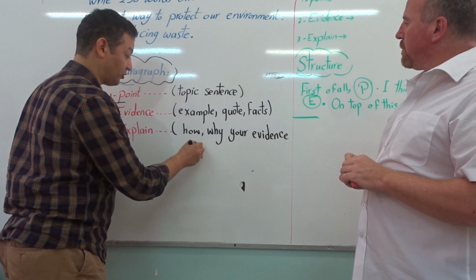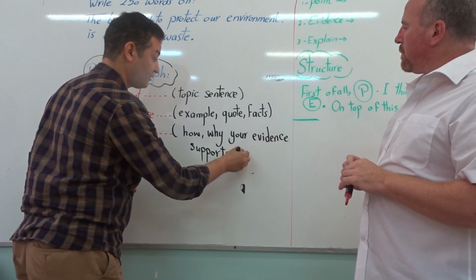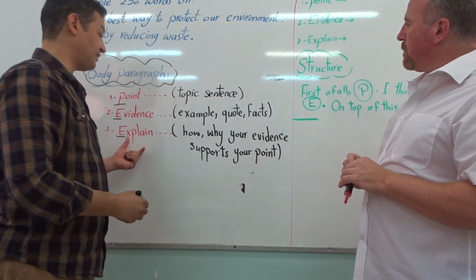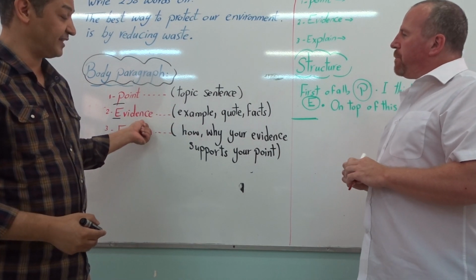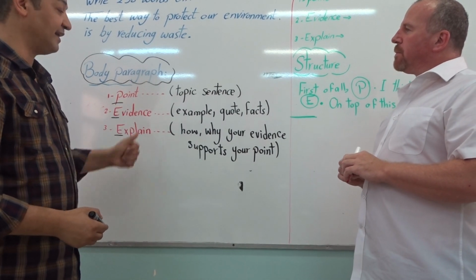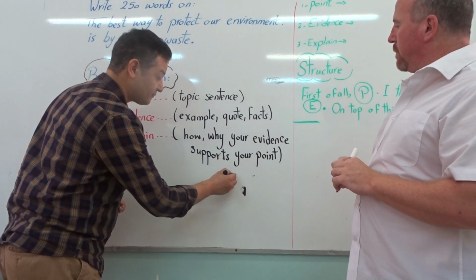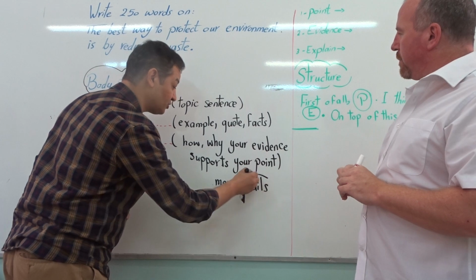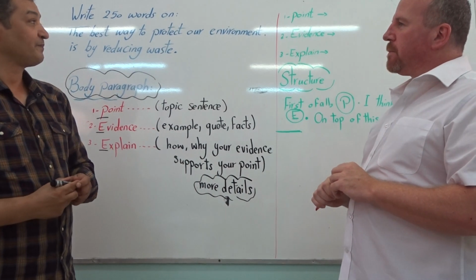supports your point. Why you think, this is the explain, why you think or how you think this evidence supports your point. What is the link between evidence and point? You can say, in other words, more details to show your point.